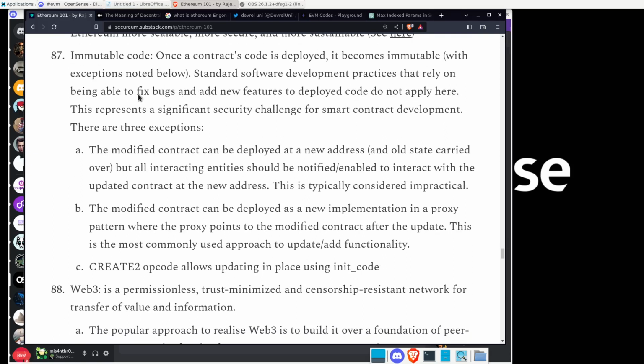Let's go for the immutable code. Immutable code: once a contract code is deployed, it becomes immutable. Standard software development practices that rely on being able to fix bugs and add new features to the deployed code do not apply here. This represents a significant security challenge for smart contract development.